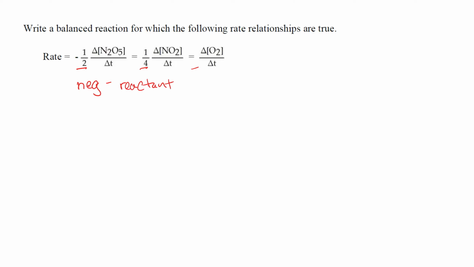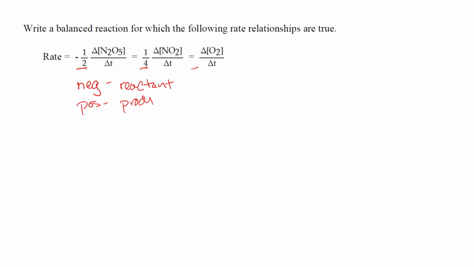So we're going to put N2O5 on the reactant side. And if it's positive, which we have for the following two terms, that means that the change in concentration is indicating an increase in the amount of these compounds over the course of the reaction, which would indicate that they are products. So we now know what goes where. N2O5 is our reactant, and the NO2 and the O2 are products.